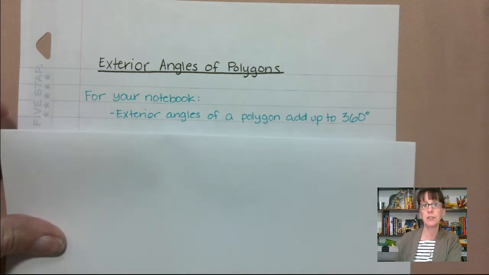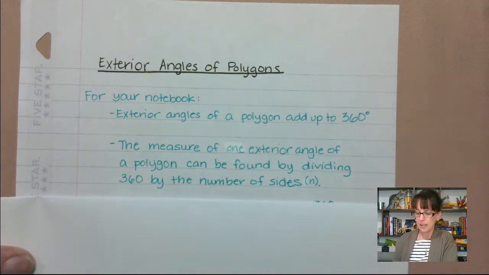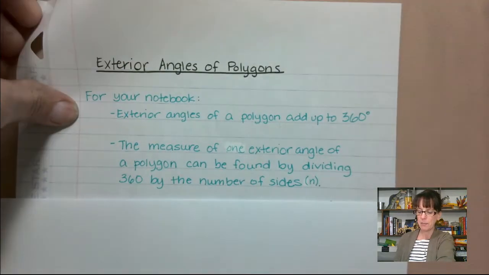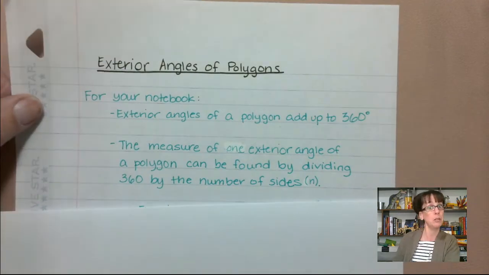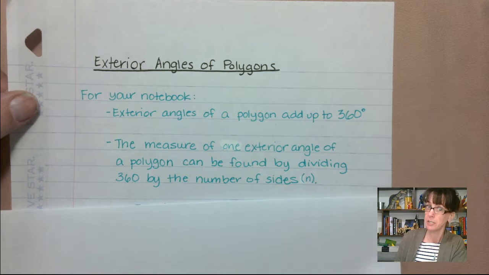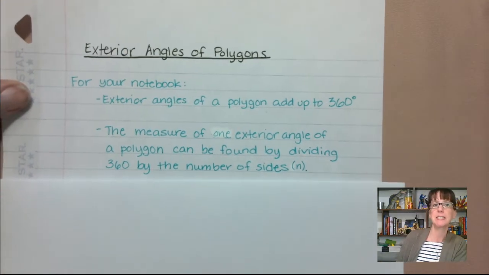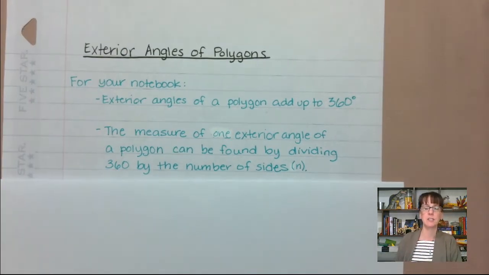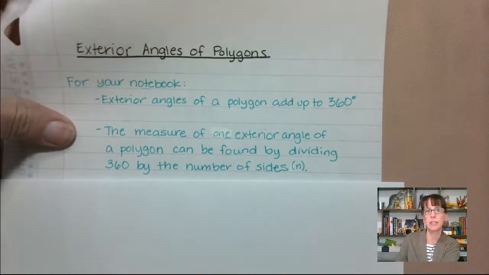Okay, the other thing that you'll need for your notebook is that the measure of one exterior angle of a polygon can be found by dividing 360 by the number of sides. So you take 360, divide it by the number of sides, and that will give you the one exterior angle.